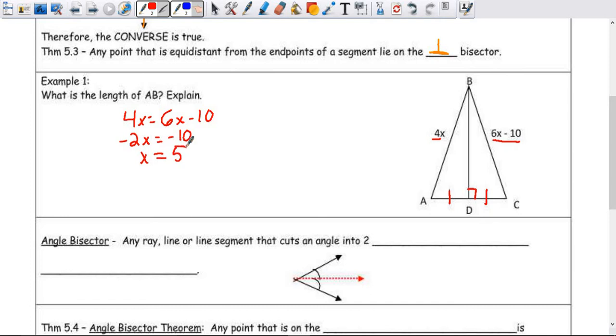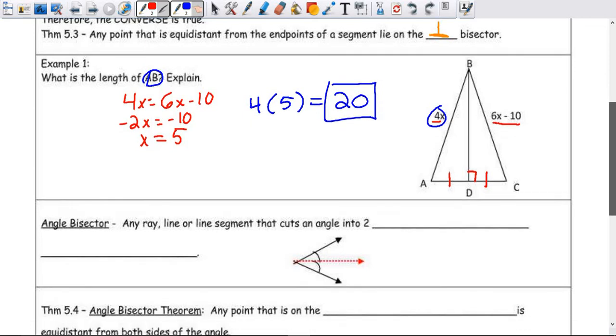Now, a lot of people automatically assume that you're done at this point, but remember, they're asking us to solve for AB here, so I need to plug in for x. So I take 4, put the 5 in for x, and we get an answer of 20 for our final answer. All right? The next one we're going to talk about is an angle bisector.